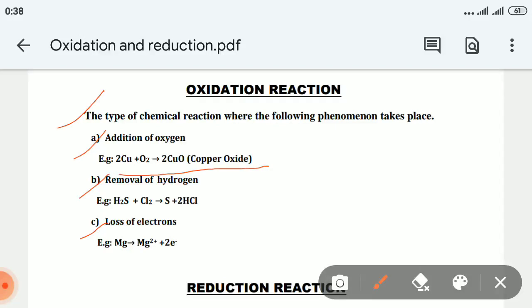Number B is the removal of hydrogen. So when hydrogen is getting removed from hydrogen sulfide and sulfur remains alone, then it is also an oxidation reaction. Number C is the magnesium atom losing 2 electrons and turning to magnesium ion. So it is also an example of oxidation reaction. So if such type of phenomenon takes place in any chemical reaction, then in that chemical reaction the oxidation reaction happens. Okay, now let's move into the reduction reaction.